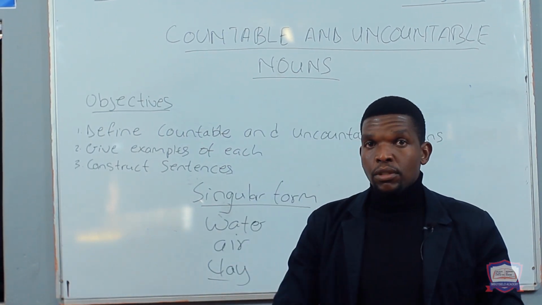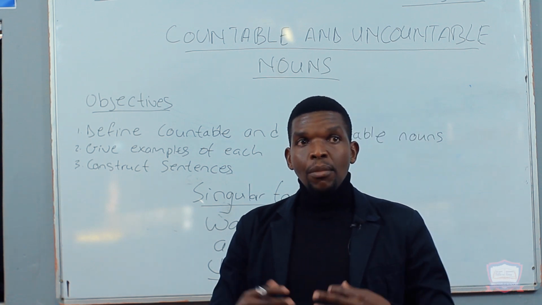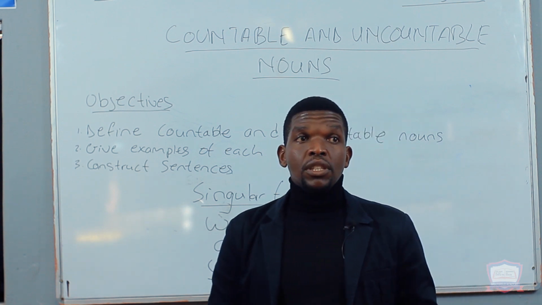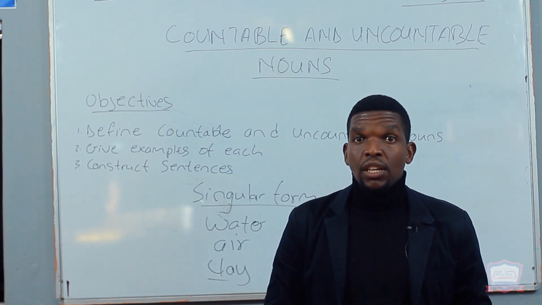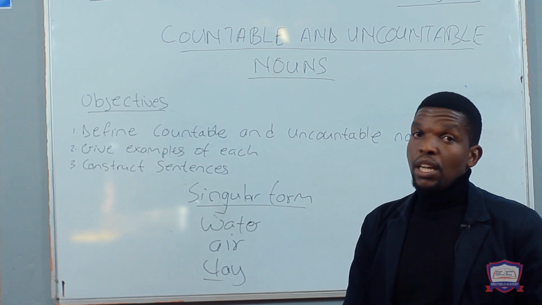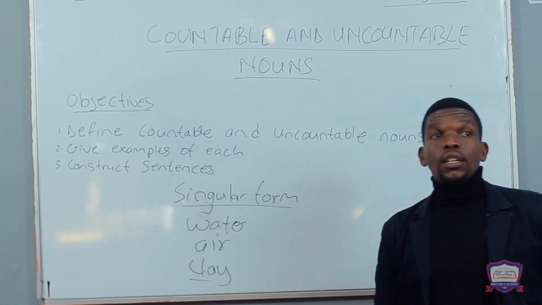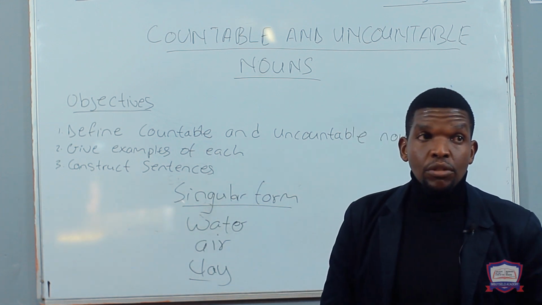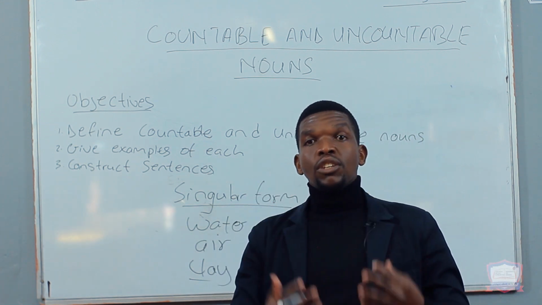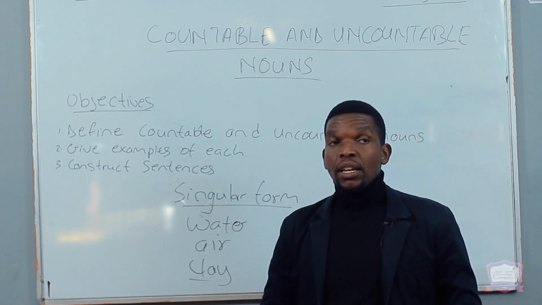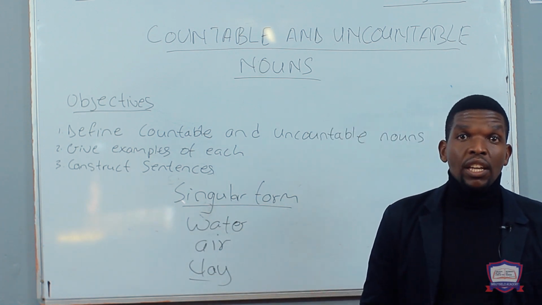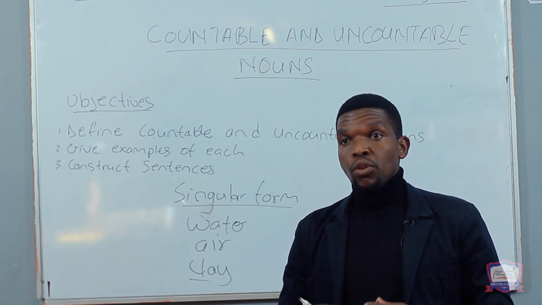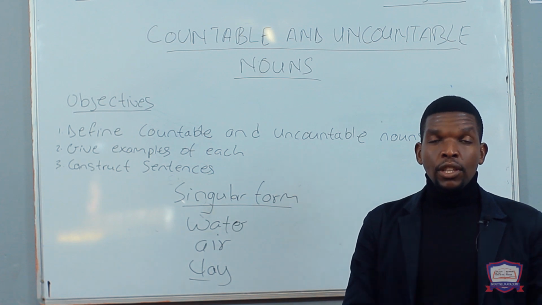Just to wrap up and give a summary of this topic of ours. We said countable nouns are the things that we can count using numbers, and uncountable nouns are the things that we cannot count using numbers. In countable nouns, we have a singular form and a plural form, whilst in uncountable nouns we only have a singular form.